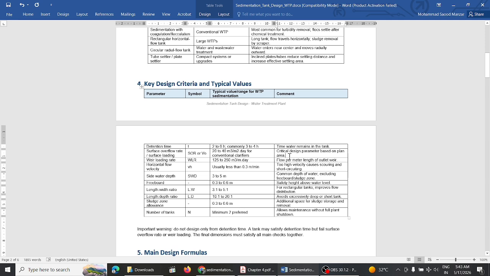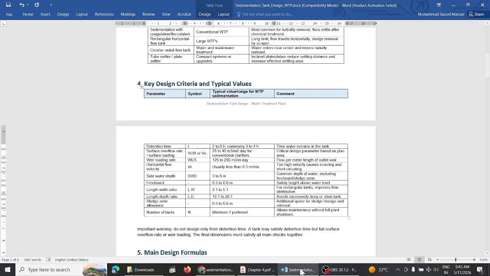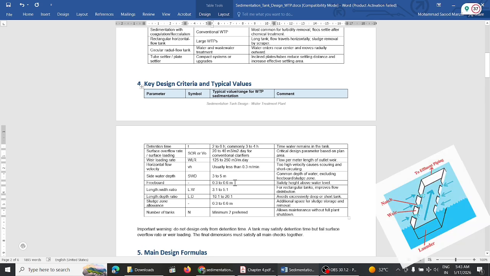The critical design criterion depends on the plan area, the top area. Weir loading is 125 to 240 meter cube per meter day, and it also depends on the length of the outlet weir. Horizontal velocity is usually less than 0.3. This is not the vertical velocity, this is the horizontal velocity. Now the free board has to be 0.3 to 0.6 meter.